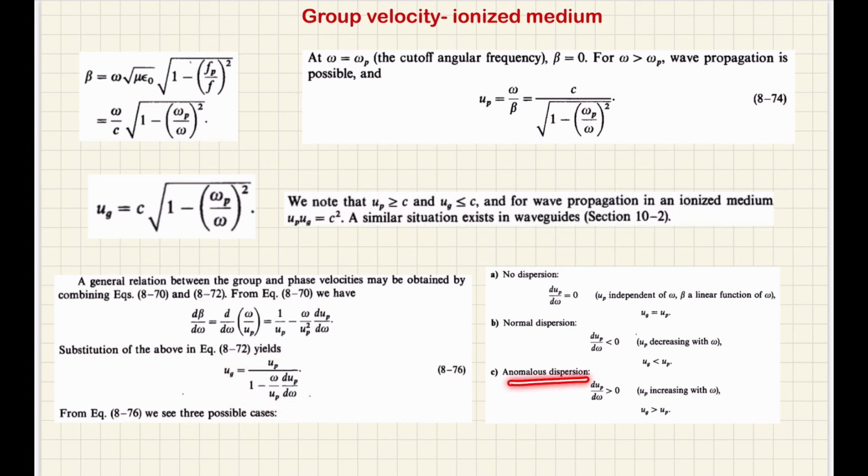And in the case of anomalous dispersion, this is an unusual case, but it can also occur. So up is increasing with omega, the phase velocity increases with omega. So in that case this term is greater than 0, it will be a positive term, so ug will be greater than up. Okay, so these are the different cases of medium according to this expression for the relation connecting group velocity and phase velocity.